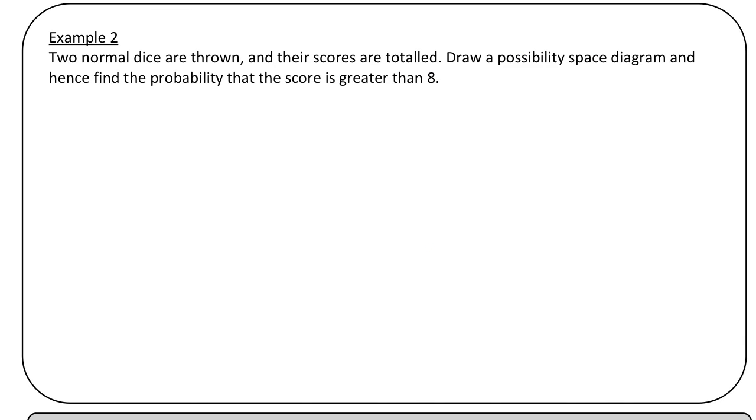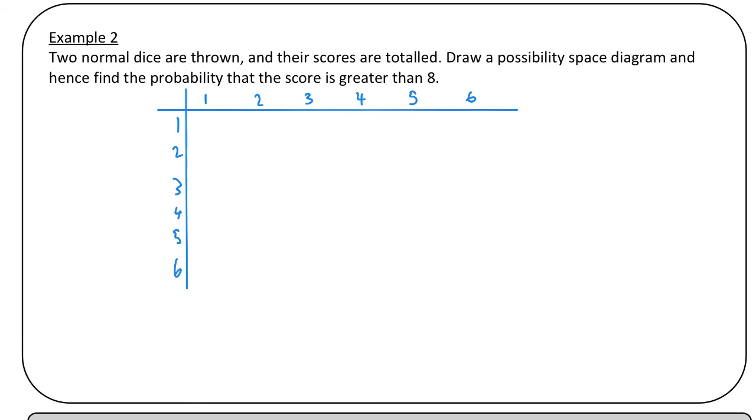Example 2: 2 normal dice are thrown and their scores are totaled. Draw a possibility space diagram and hence find the probability that the score is greater than 8. So possibility space diagram, we're going to draw a grid for this and show all the different options. So on dice 1 we can get a 1, a 2, a 3, a 4, a 5 and a 6. On dice 2 we can get a 1, a 2, a 3, a 4, a 5 and a 6.